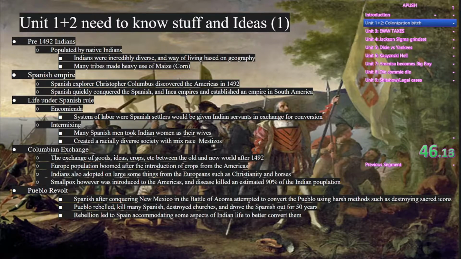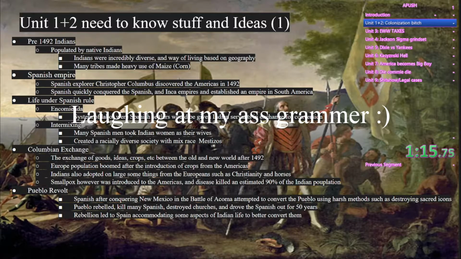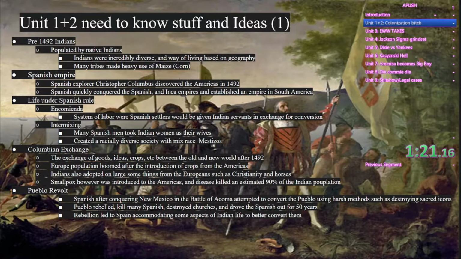So, let's do this quickly. Indians before European arrival, they populated the Americas. They were incredibly diverse, and their way of living was heavily based on geography. Many tribes made heavy use of maize, which allowed the shift from nomadic tribes to permanent agrarian society. When the Spanish Empire came with the discovery of the Americas by Christopher Columbus in 1492, the Spanish quickly conquered the Aztec and the Inca empires and established an empire in South America and parts of North America.